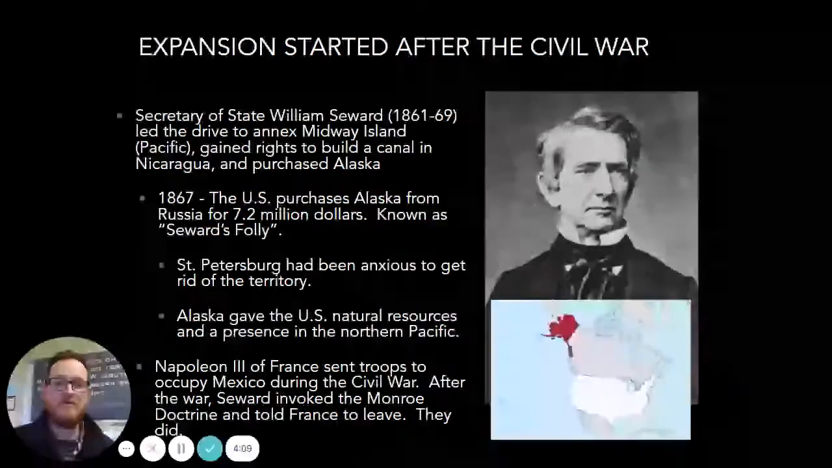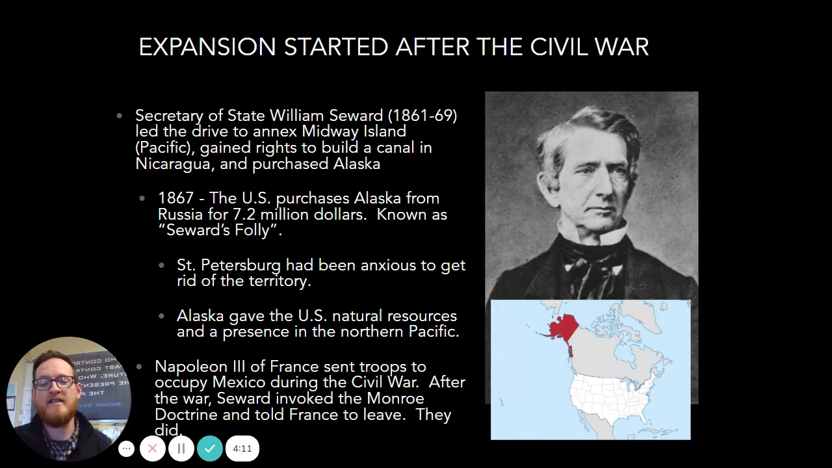Secretary of State William Seward had led the drive to annex Midway Island in the Pacific. He had gained rights to build a canal in Nicaragua and purchase Alaska. Alaska had been purchased in 1867 for $7.2 million from Russia. For a long time, it was known as Seward's Folly because nobody really understood why we bought that immense amount of land from Russia.